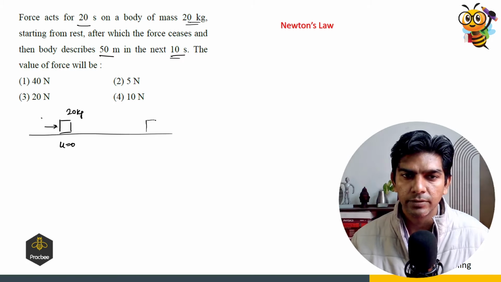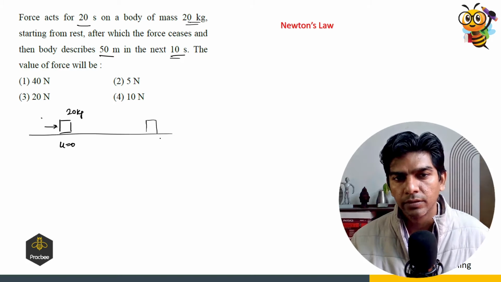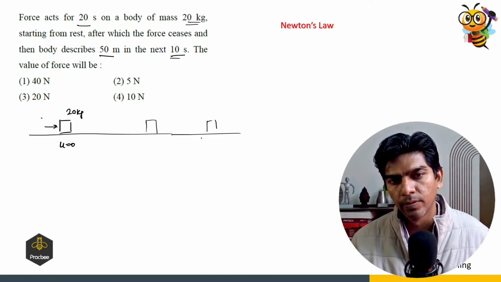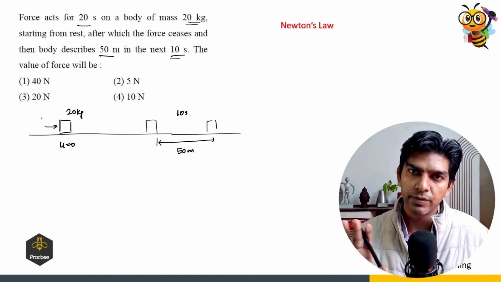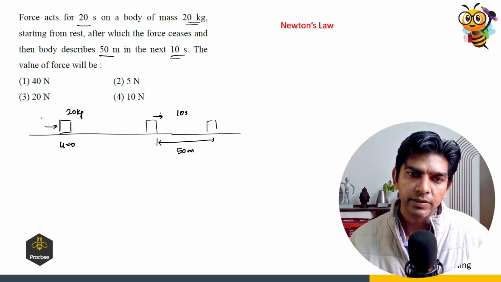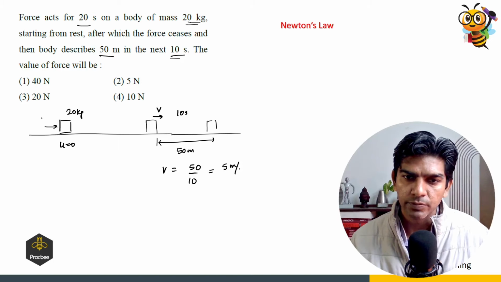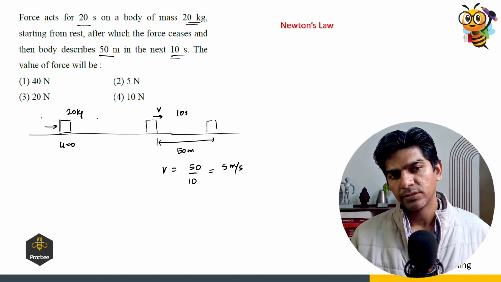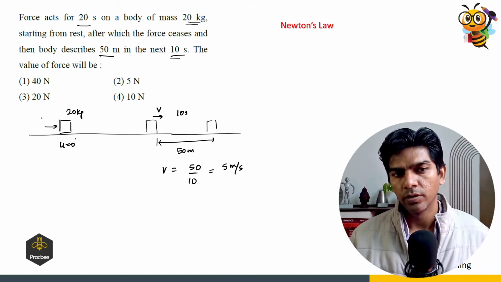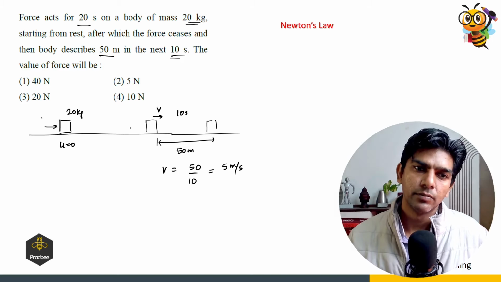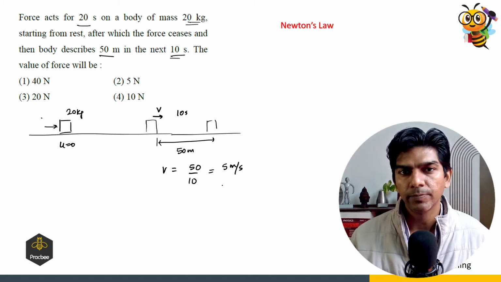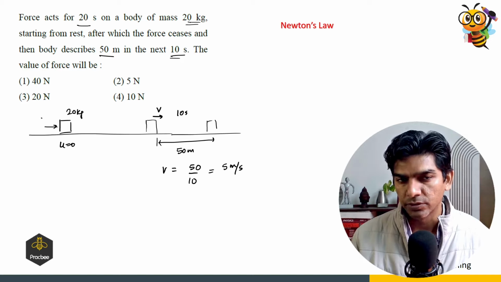So after that, the body covers 50 meters in 10 seconds. When there is no force acting on the body, it keeps on moving with a uniform velocity. Let us say that velocity is v. So v will be distance upon time, which comes out to be 5 meters per second. So due to the force, the body will acquire a velocity of 5 meters per second, and we have to find the force, right?